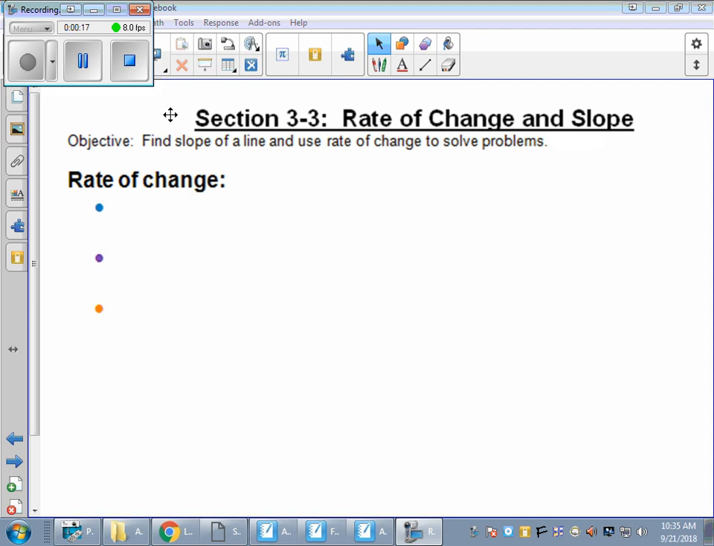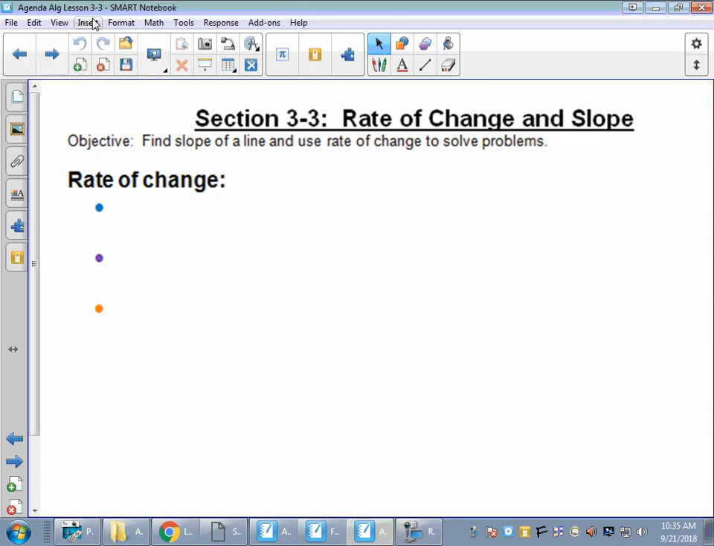Okay, Algebra 1, Section 3.3. Rate of change and slope. So let's get rolling into this one. What we're going to do today, we're going to find the slope of a line and use rate of change to solve problems. That's our objective.